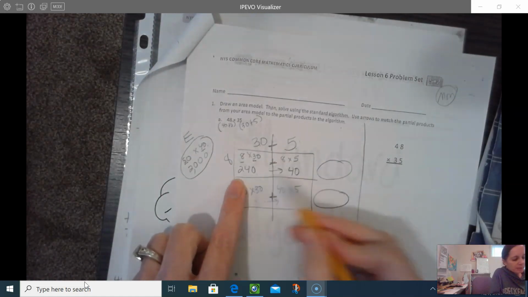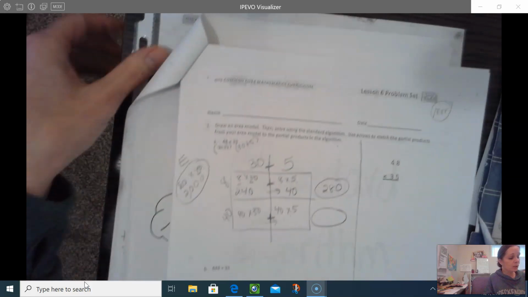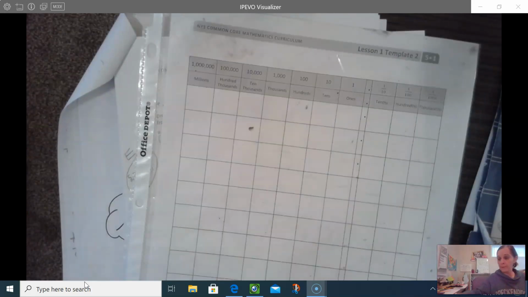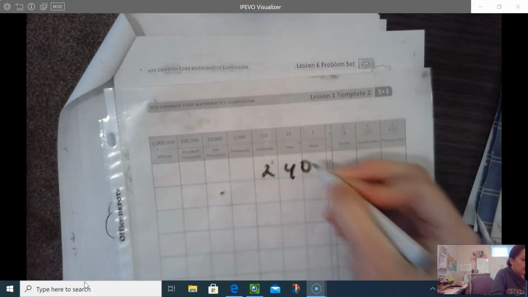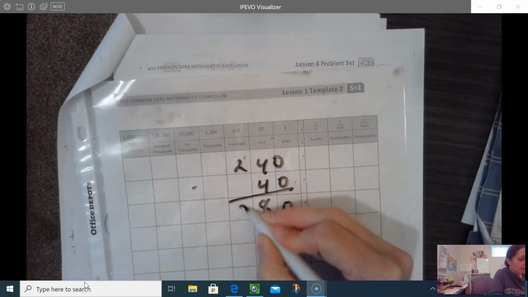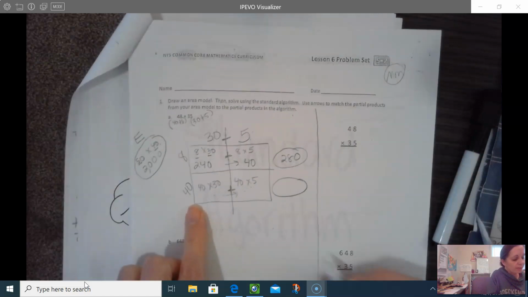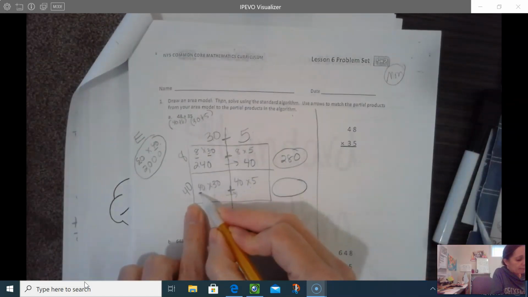So now I need to add these together. So some of you might be able to do that in your head. 240 plus 40 more, that's going to be 280. If you need to use your place value chart, you can go ahead and do that. So 240 plus another 40, 280. So however you want to show your work is a-okay.